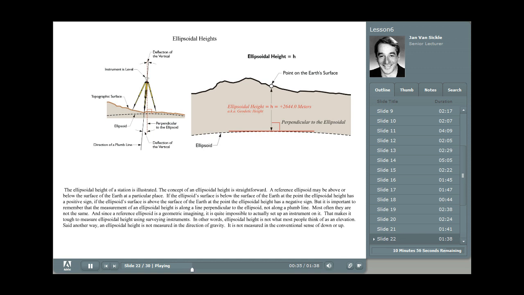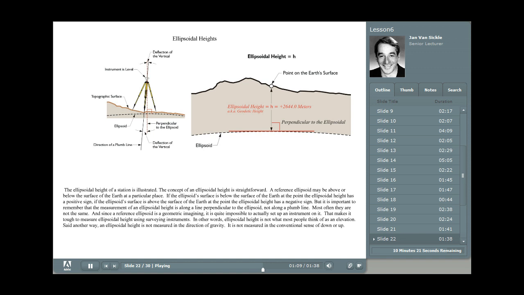A reference ellipsoid, however, may be above or below the surface of the Earth at a particular place. If the ellipsoid surface is below the surface of the Earth at a point, the ellipsoid height has a positive sign, as you see here in this image. If the ellipsoid surface is above the surface of the Earth at a point, the ellipsoid height has a negative sign. That's important to remember. But it's also important to remember that the measurement of an ellipsoid height is along a line perpendicular to the ellipsoid and not along a plumb line. And most often these are not the same.